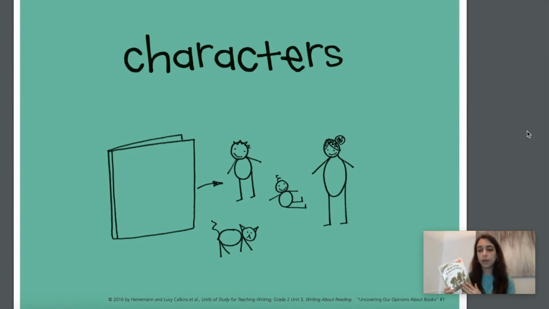So thinking about the characters in this book, one reason that I enjoyed it and think you should read it is because the characters in this book are really good friends. Frog and Toad, both those characters, I would think, are good friends to each other. So that is my first reason why I think you should read this book.